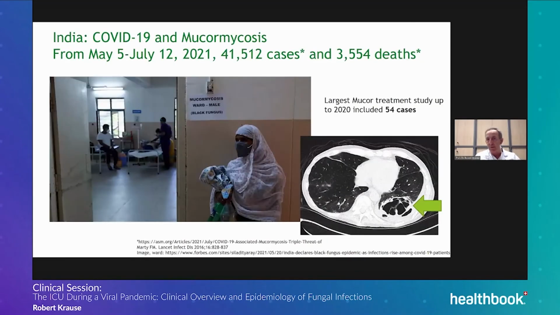And it was a terrible situation in India. As you can see here in these pictures, there were certain mucormycosis wards due to the high rate of mucormycosis cases. We also had some mucormycosis cases in our institution, as you can see here in this CT scan, with the destruction of lung tissue, because mucormycosis is a very destructive mold.